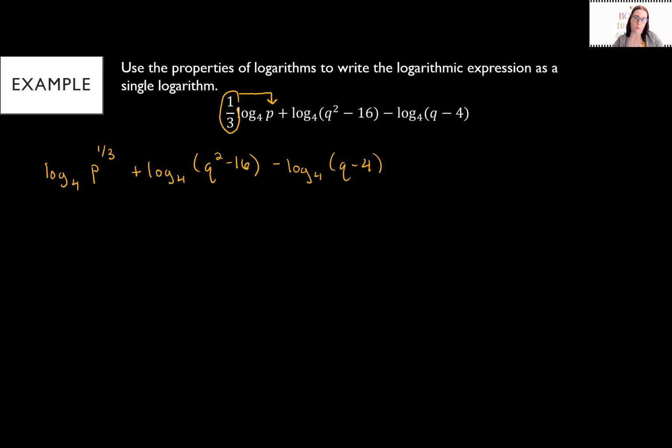So now we're going to work from left to right. The first thing that we hit when we move left to right is the plus. So that's going to be combining these as multiplication. So we're going to be multiplying inside the log p to the 1/3 times this (q squared minus 16) thing. And so this is the product property that we're using.